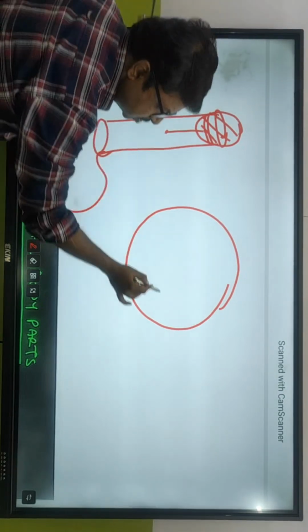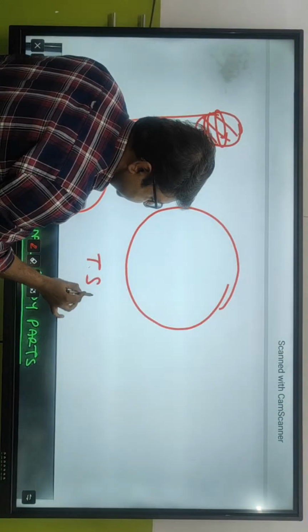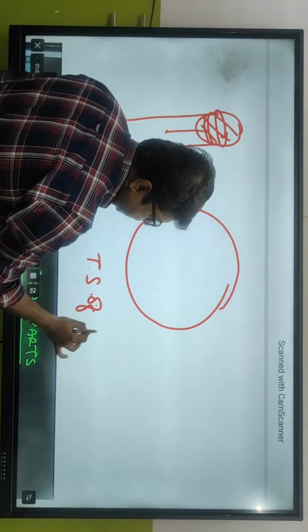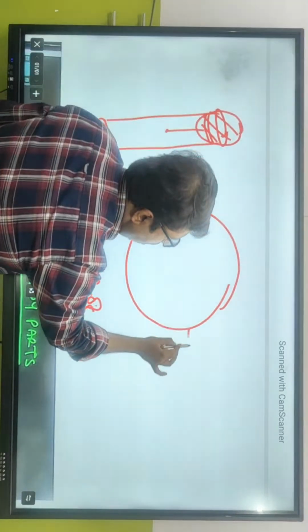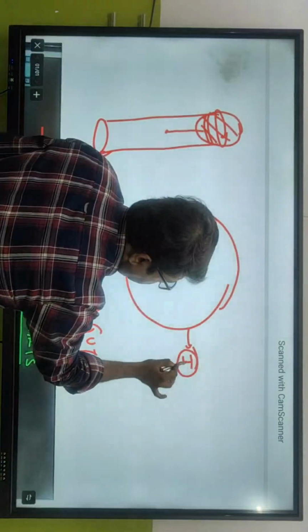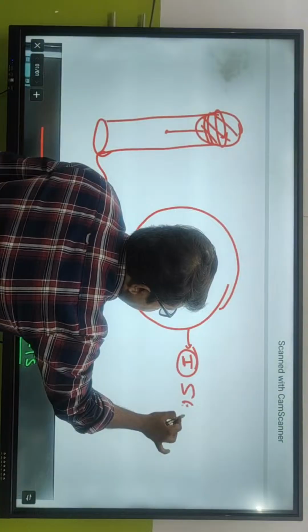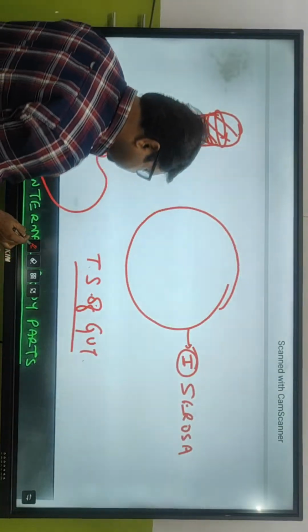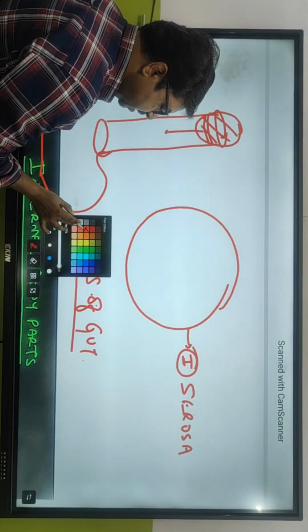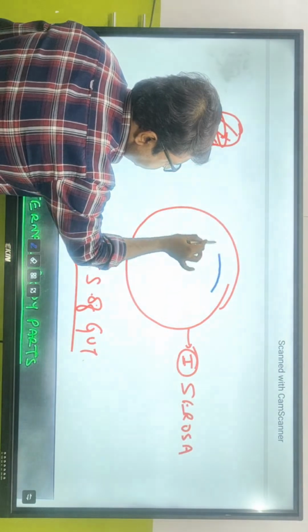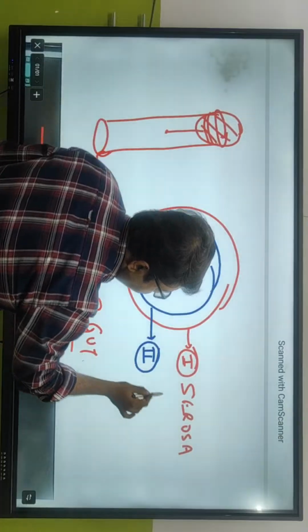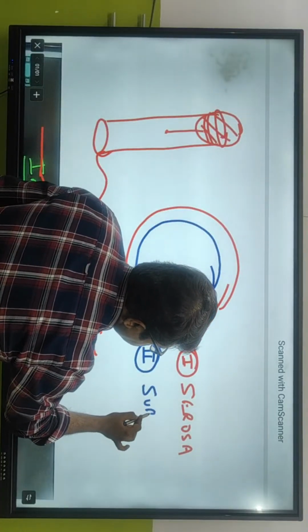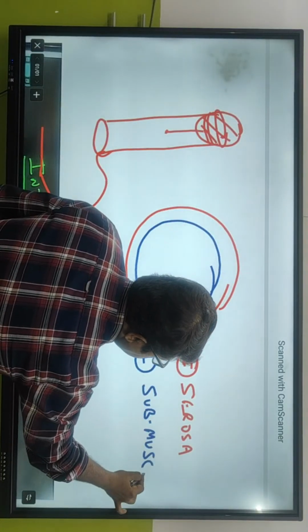So when we talk about the transverse section of the gut or your esophagus, what we are going to see, the outermost covering. This is called what? This is called serosa layer. Made up of fibrous tissues. Fine. Then there's another layer which is called, what is the second one? The second one is called submuscularis layer.